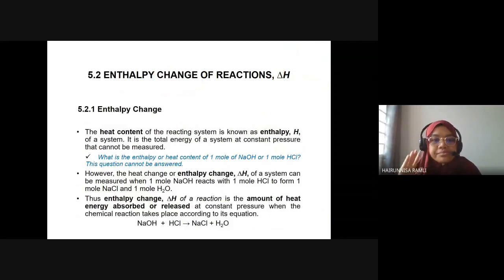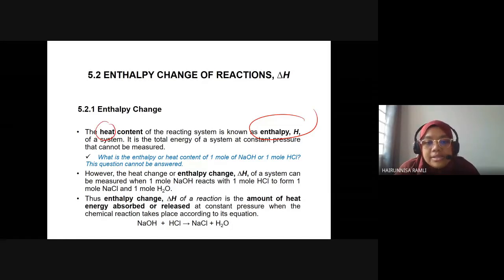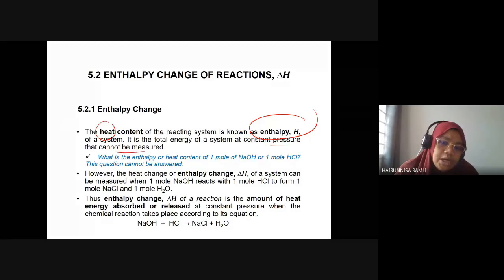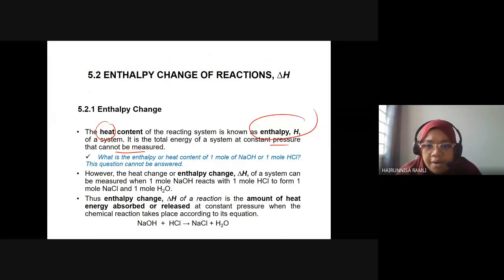Okay, so enthalpy change. The heat content of the reacting system is known as enthalpy. So H tadi is not heat, tapi dia actually enthalpy, tapi dia related to heat content. It is the total energy of system at constant pressure that cannot be measured. You cannot simply measure, let's say macam contoh kat sini, you have 1 mole of NaOH. What is the heat content of NaOH 1 mole? We cannot measure like that, so susah you nak jawab.